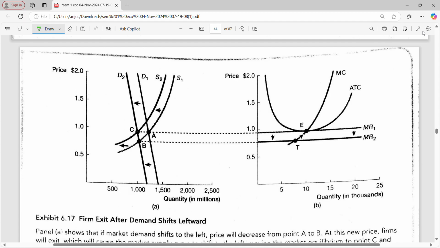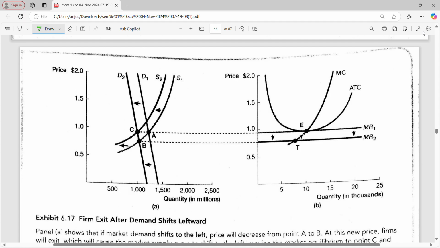Okay, yeah. So firm exit. From an industry, when exit is unfettered by any special legal or technical barriers, all firms are identical. All firms in the market are equally unprofitable and would prefer to exit. So the first firm to exit will be the firm which has the highest cost. So the exit from the industry causes the market supply curve to shift leftward.